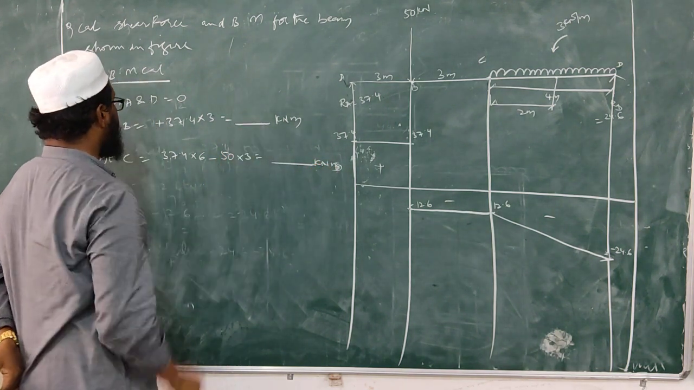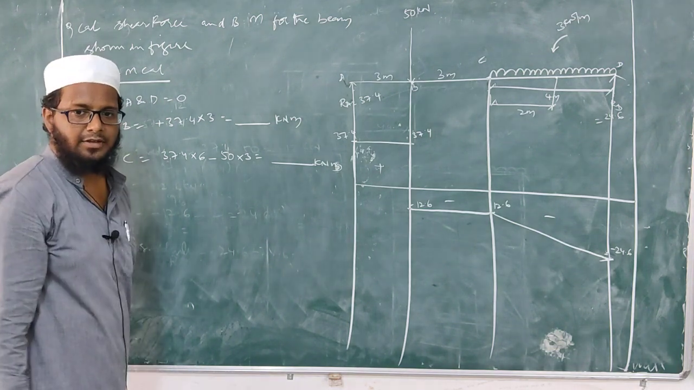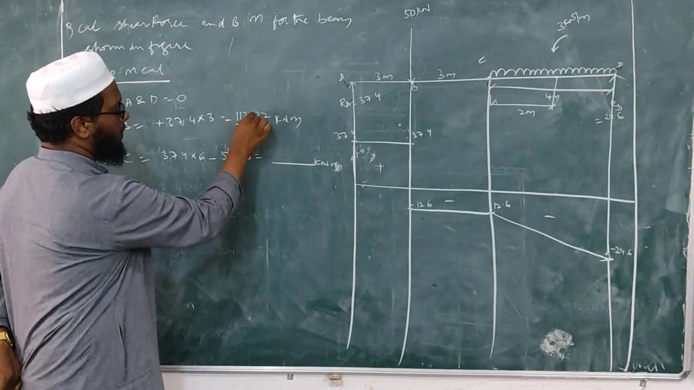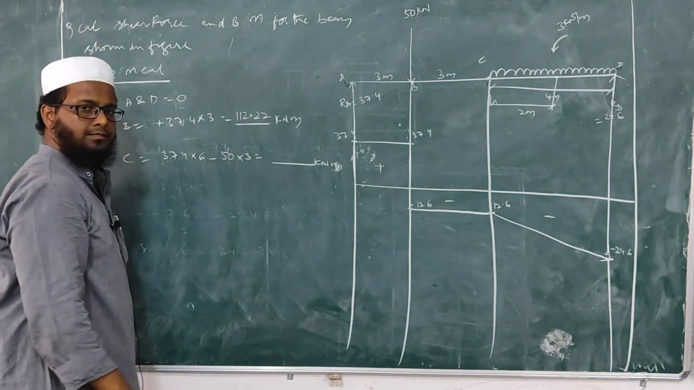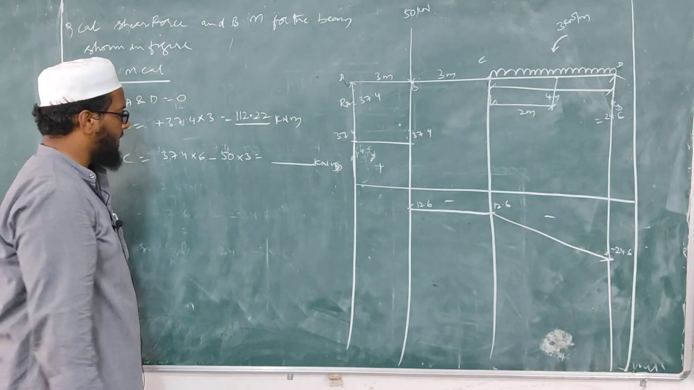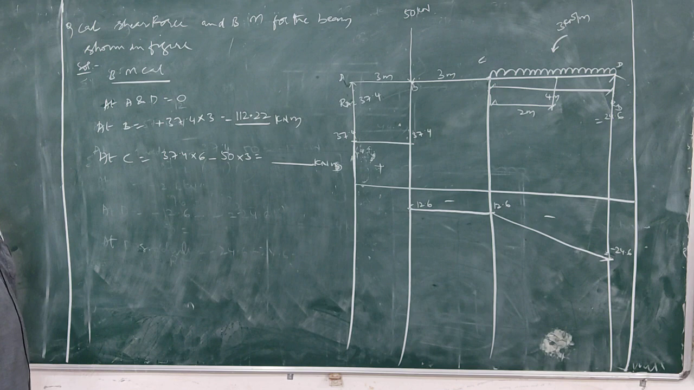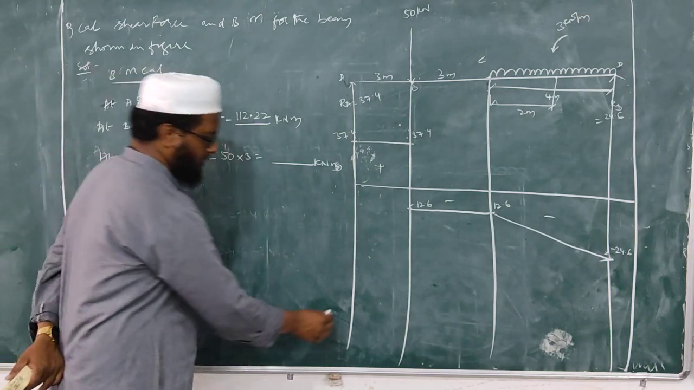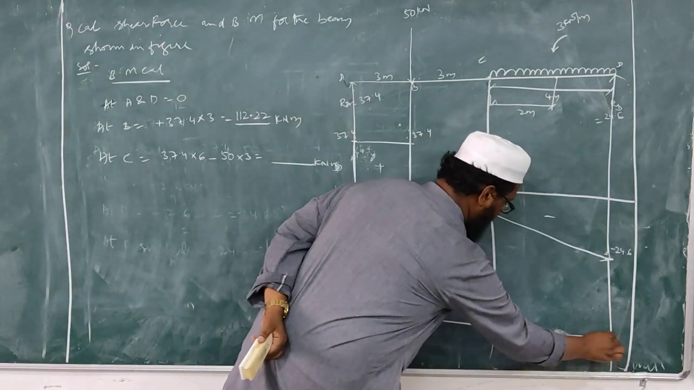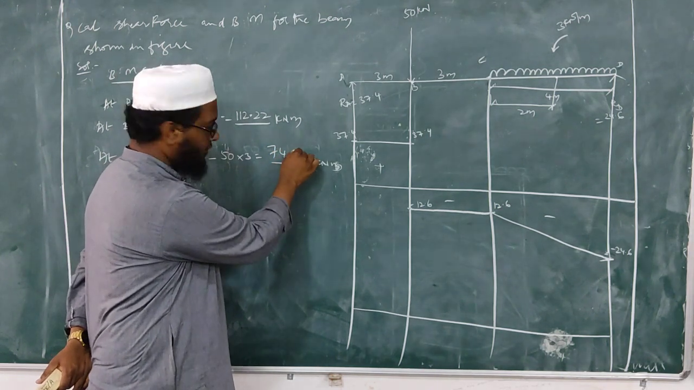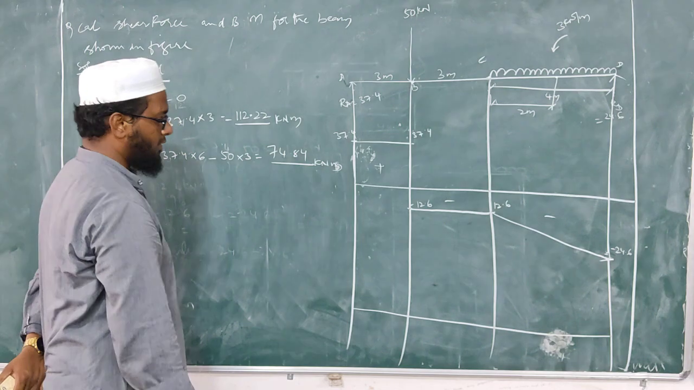What is the value you got here? 37.4 into 3? 112.22. What about here? 37.4 into 6, minus 50 into 3, 150. 74.484.